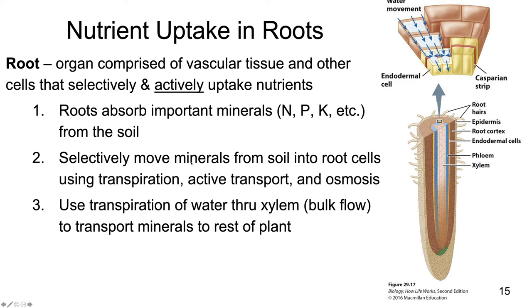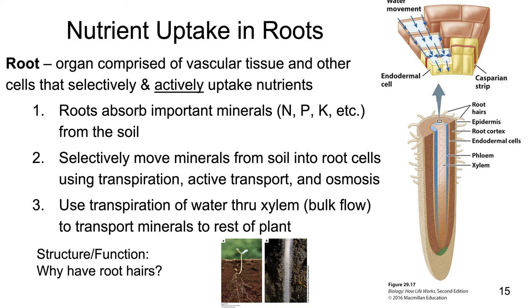And then the plant uses transpiration of water through the xylem. So remember, water travels through this xylem layer here, and once those good nutrients get into the xylem, it can use transpiration, which is a passive process. It doesn't require energy. It uses energy from the sun to evaporate water up in the leaves, to move that xylem through bulk flow and transport minerals to the rest of the plant. So it uses this vascular tissue and bulk flow to transport minerals to the rest of the plant.